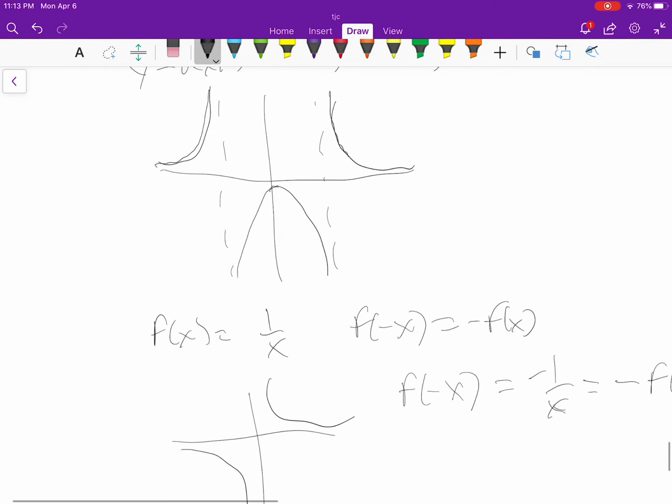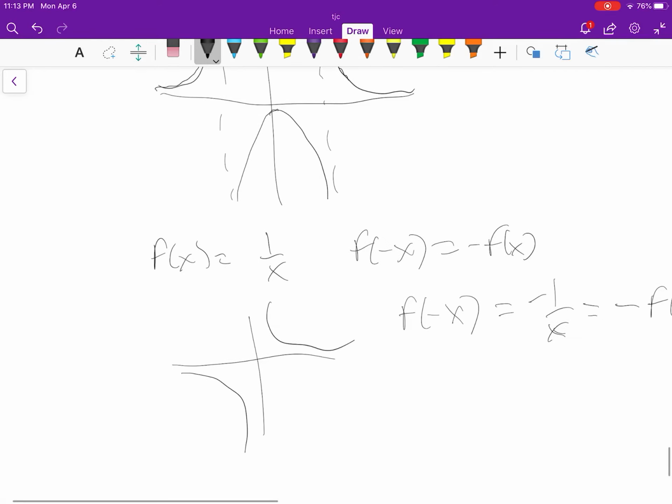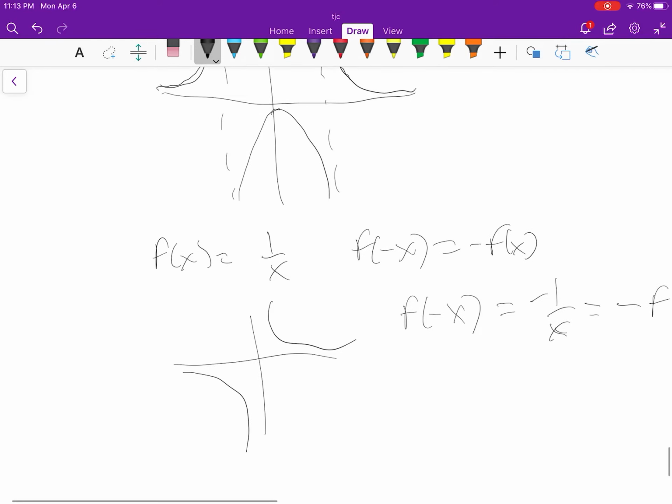Well, this can be handy. I don't know why they have you do this first. There are so many that aren't symmetric with the origin or with the y-axis. But if it is, I guess it helps you simplify it.